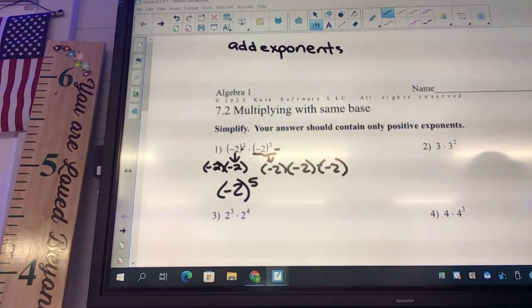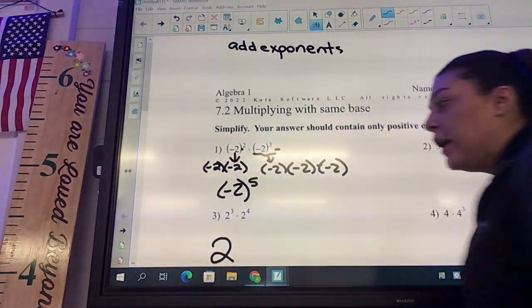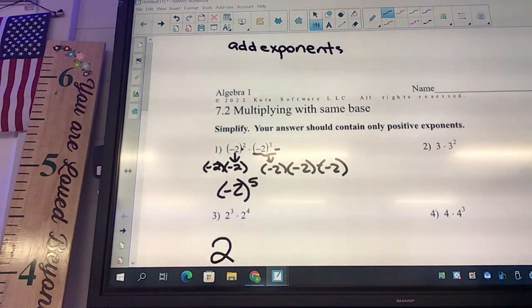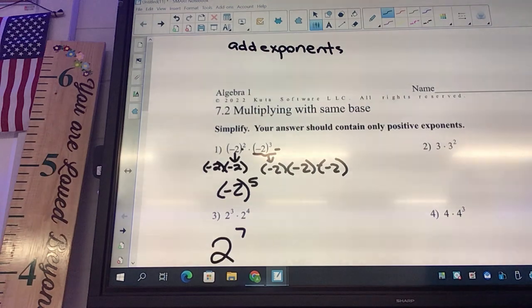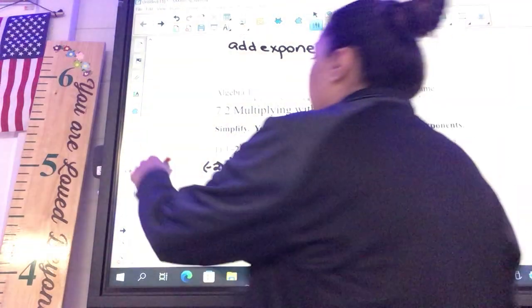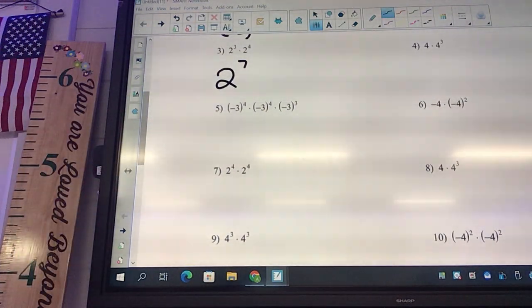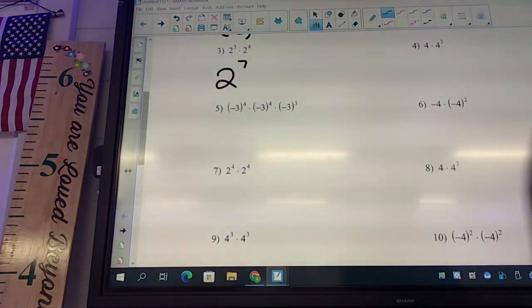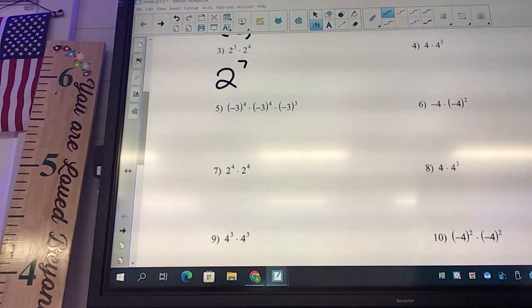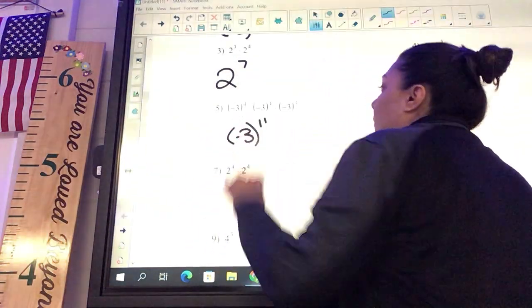So if we look at number 3, I know that my base is going to be 2. If I add those exponents, what am I going to get? 7. So 2 to the 7th. Okay, now don't go too far, because once you hit letters, the rules are a little bit different. Okay, 5. I got negative 3 to the 4th times negative 3 to the 4th times negative 3 to the 3rd. 8, 9, 10, 11. Negative 3 to the 11th.